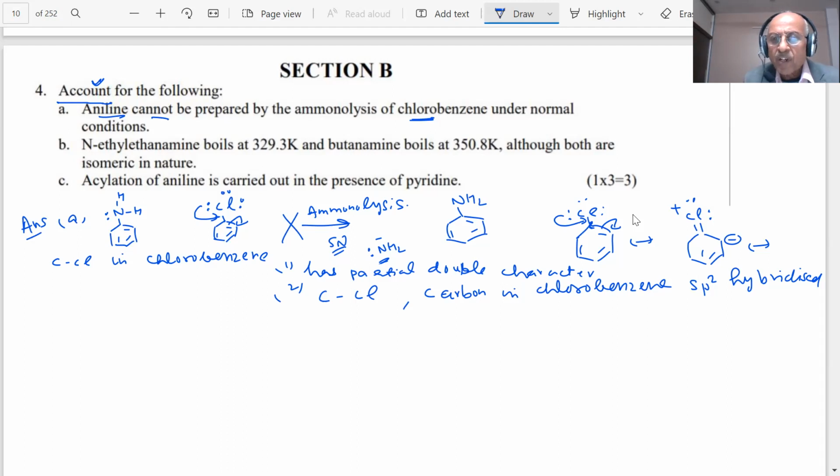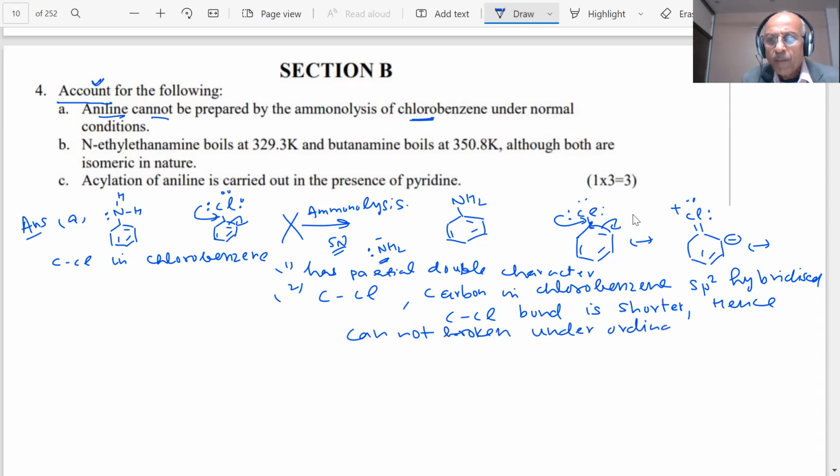Because it has a partial double bond character and sp2 hybridization, the C-Cl bond is shorter. Hence it cannot be broken easily, cannot be broken under ordinary conditions, students. Under ordinary conditions, nucleophilic substitution of aryl halides is not possible, but for haloalkanes it is possible. These are the two reasons. So we have understood. Now let us see answer B.